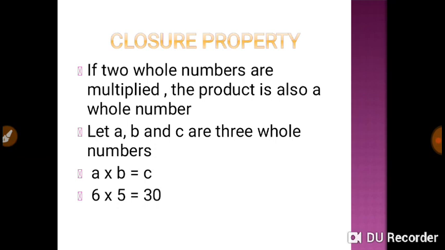According to closure property of multiplication of whole numbers, if two whole numbers are multiplied, the product is also a whole number. Let A, B and C be three whole numbers. So when you multiply any two of these whole numbers, that is A into B, the product is C, which is also a whole number. For example, 6 and 5. 6 and 5 both are whole numbers. When you multiply them, the product is 30, which is again a whole number.